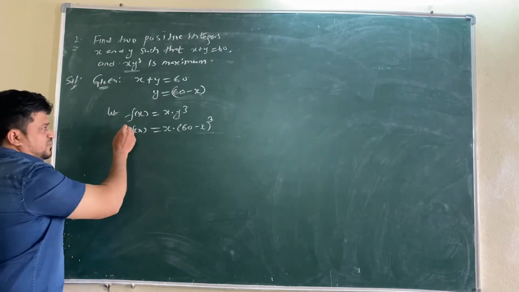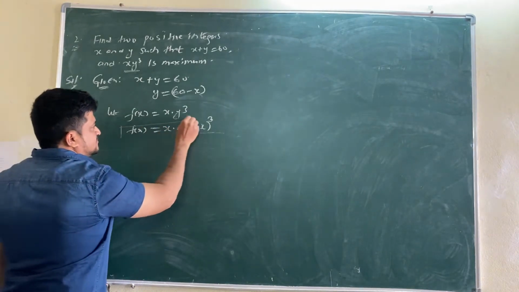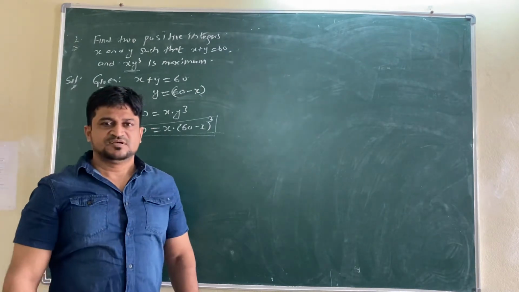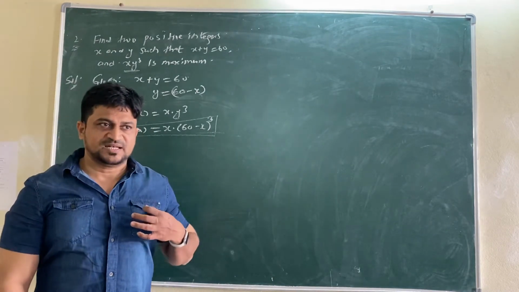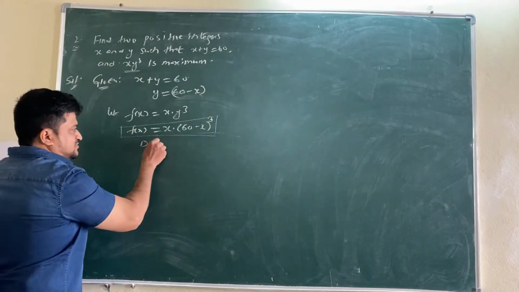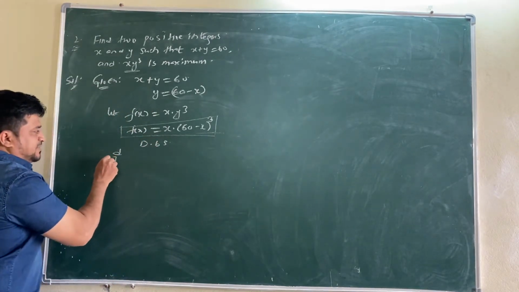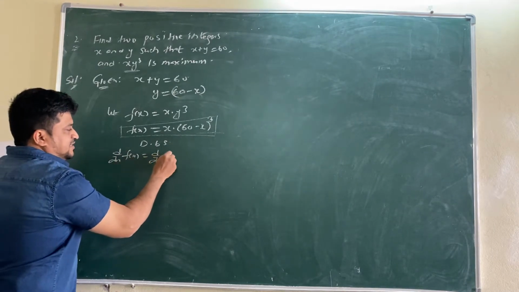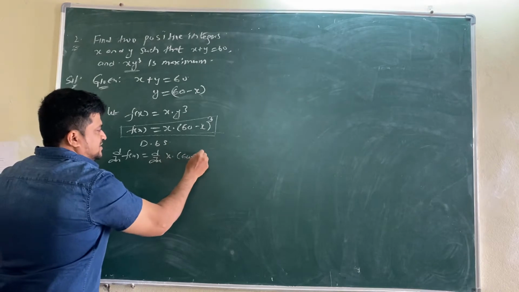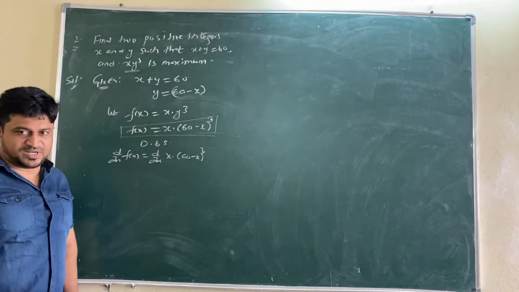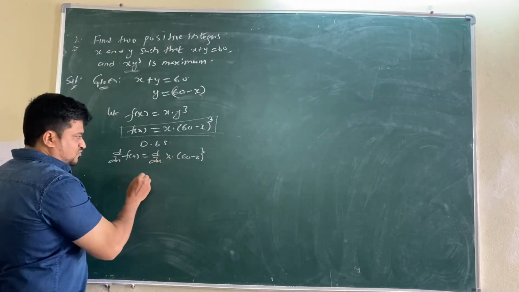Now differentiating. We got f of x. What is the process of finding maxima and minima? First we have to find f of x, then f dash of x. Once we have f of x, we will differentiate both sides with respect to x, applying d by dx to the left side, then d by dx on the right side, x into 60 minus x whole cube. Those who are good at derivatives can do it easily. This is u and v. So what can we have?